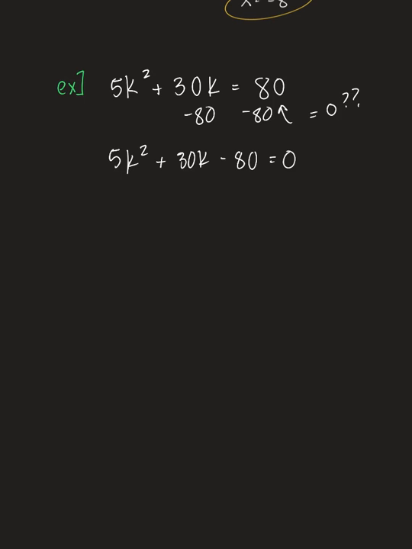Remember what I said, always check to see if there's a common factor. For this one, you should see that 5, 30, and 80 all have a 5 in common. So I'm going to bring the 5 out front, leaving me with k squared plus 6k minus 16 equals 0.